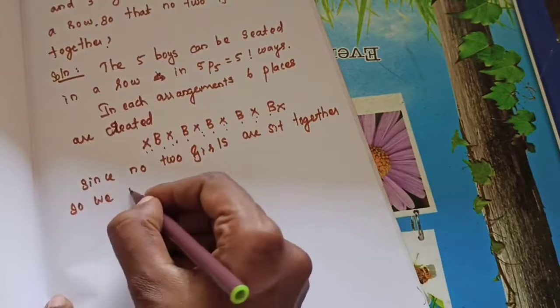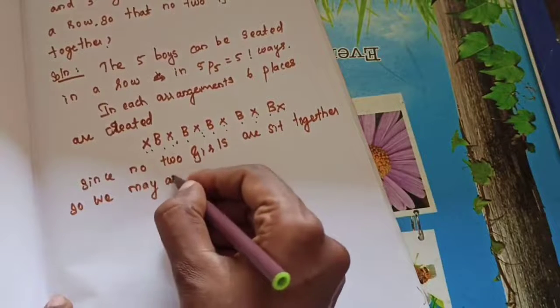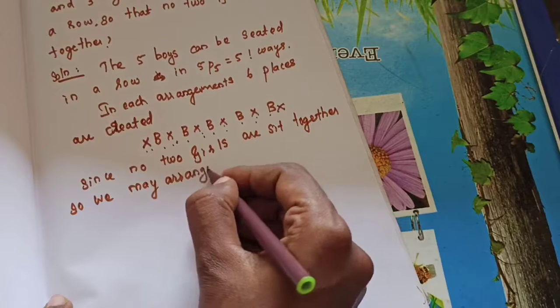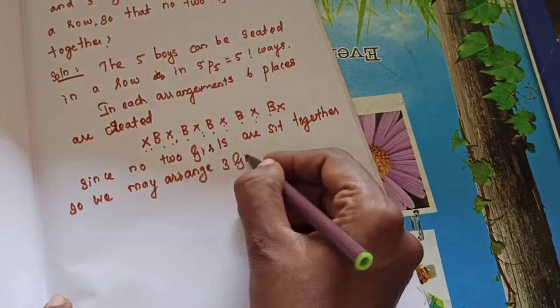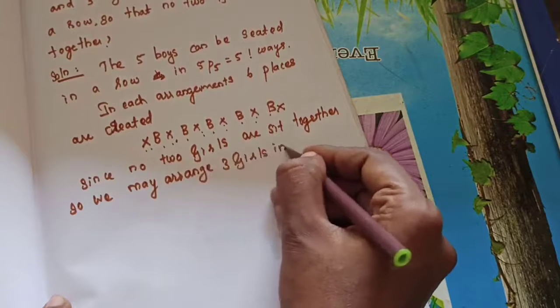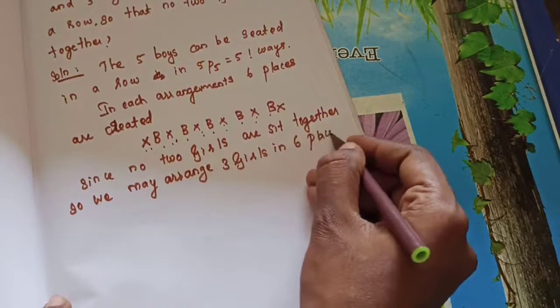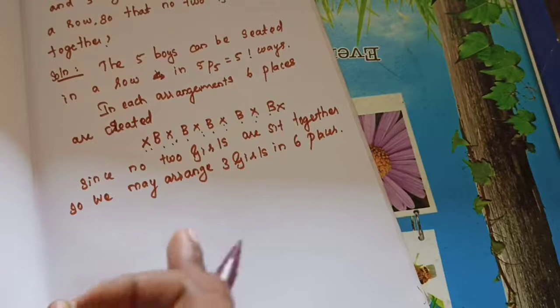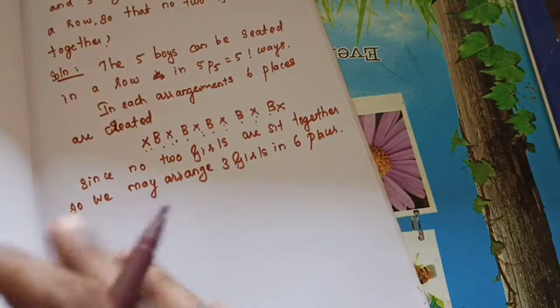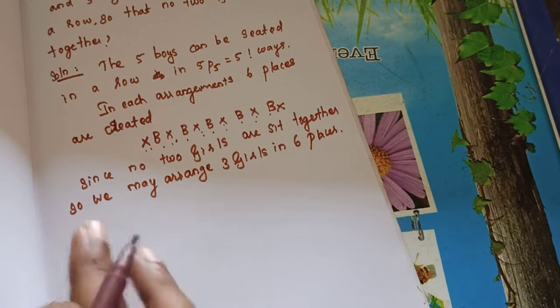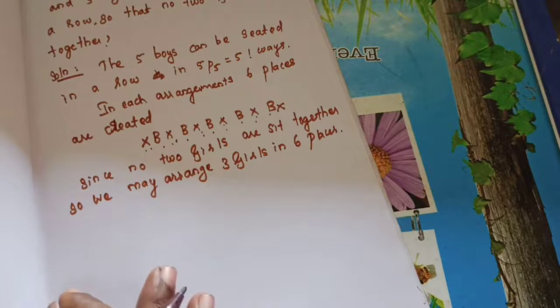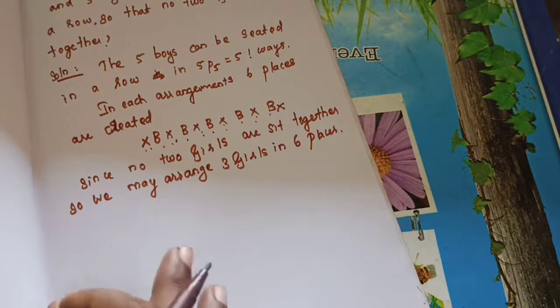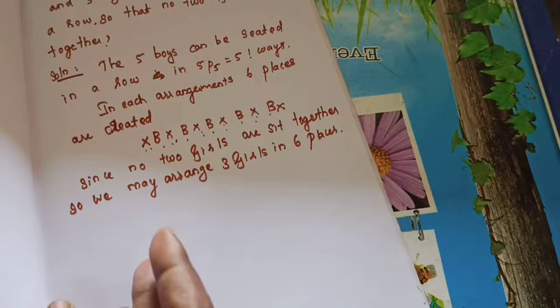So we may arrange 3 girls in 6 places. Am I right? They said in the question, no 2 girls will sit together. So only in between the boys can they sit, is it right? So no 2 girls will be together. Already 6 places are there for girls, and in those 6 places, 3 girls can be accommodated anywhere.